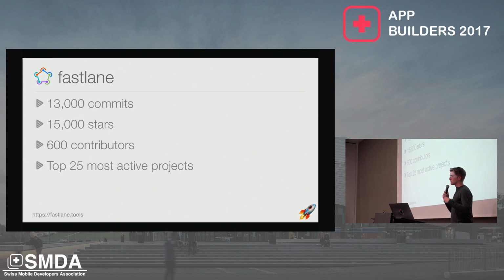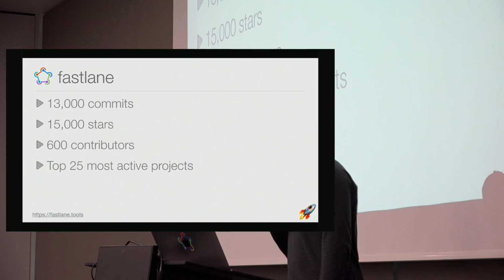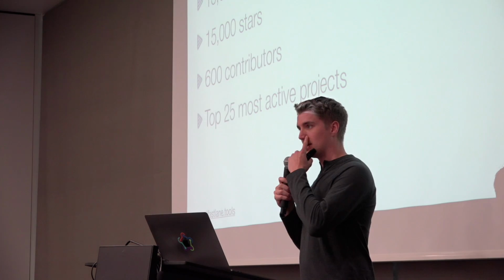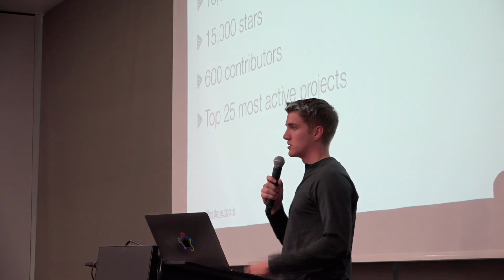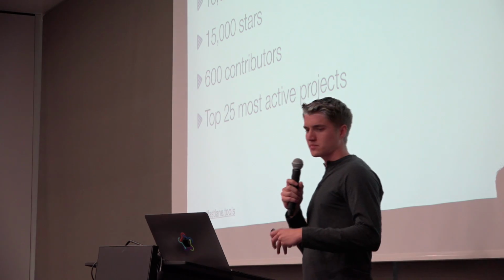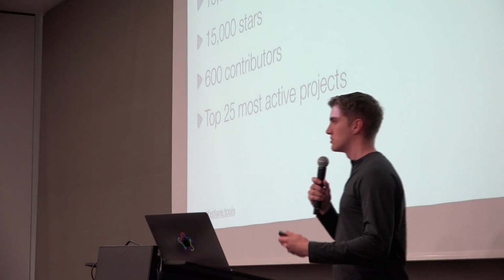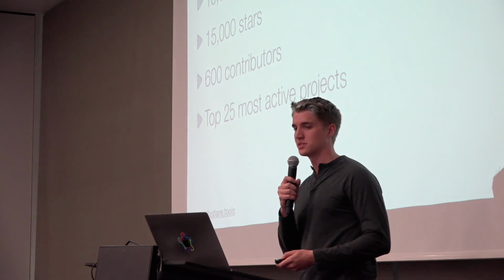I was lucky enough to grow a small side project of mine into a tool that is now part of Google, with over 13,000 commits and 15,000 stars on GitHub. Fastlane is actively being developed by over 600 external contributors and was recently named as one of the most active open source projects on GitHub. So in this talk, I want to share some of the things I learned when scaling the project from 0 to tens of thousands of active users.